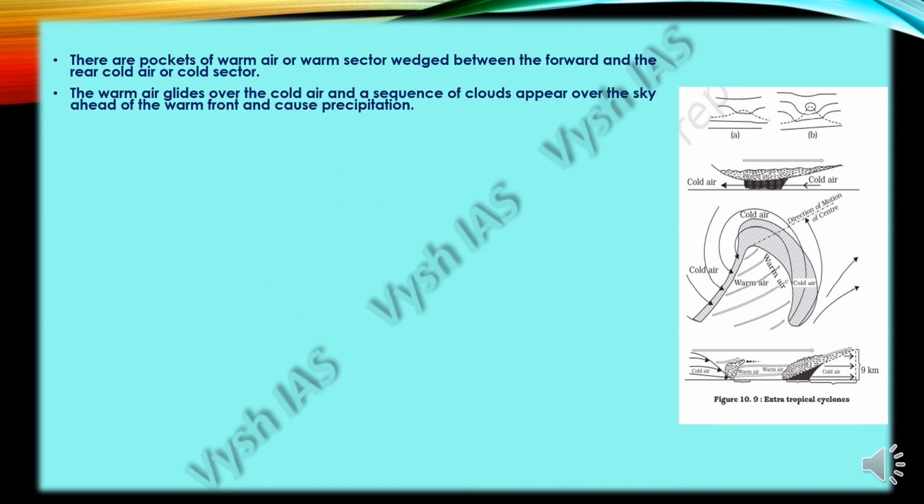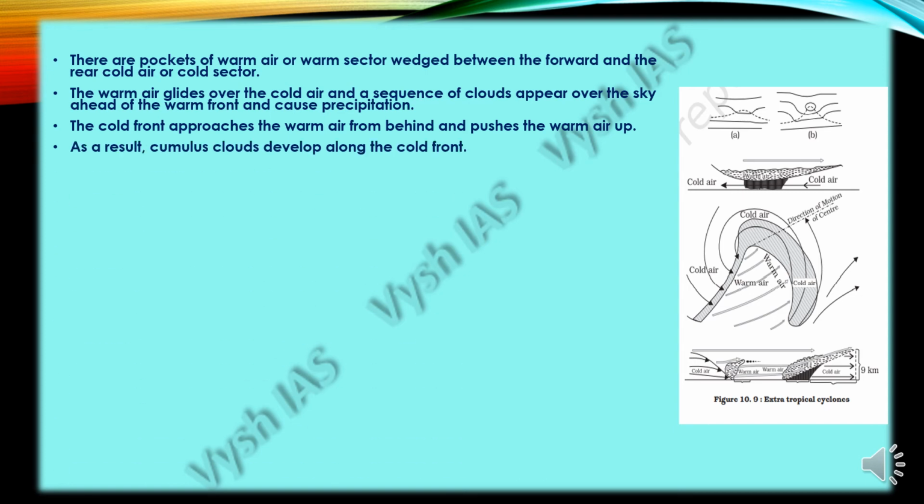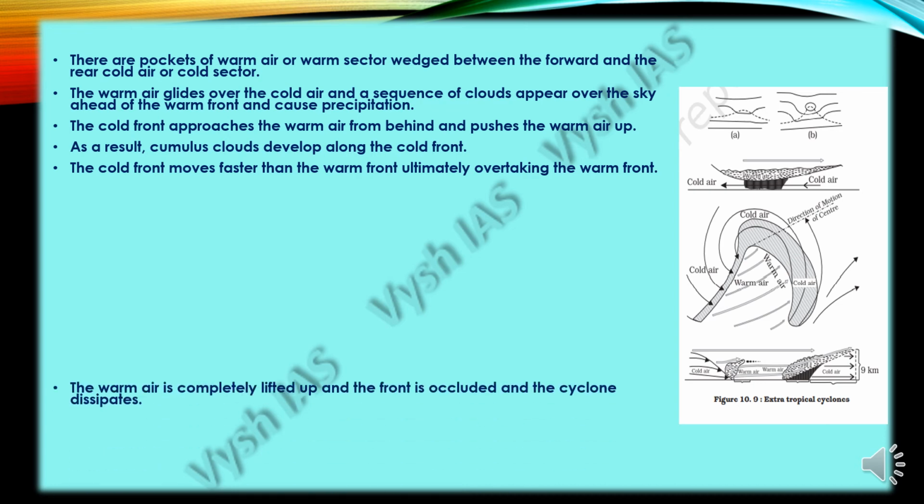This warm air will start gliding over the cold air and a sequence of clouds will start appearing over the sky in front of the warm front, and this will cause rainfall. The cold front will start approaching the warm air from behind and push the warm air up because warm air is lighter. As a result, cumulus clouds will form and develop along the cold front. The cold front will start moving faster than the warm front and will ultimately overtake the warm front.